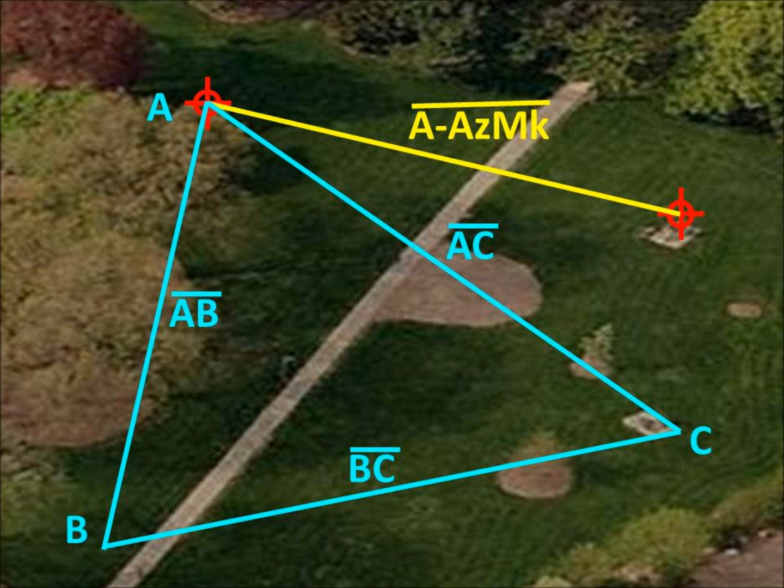The first point to set up on will be referred to as point A in this video. The second point to set up on will be point B, the third is point C, and the backside is referred to as the azimuth marker. 4 distances will need to be measured. These include the distances from A to the azimuth marker, A to B, B to C, and from C to A.